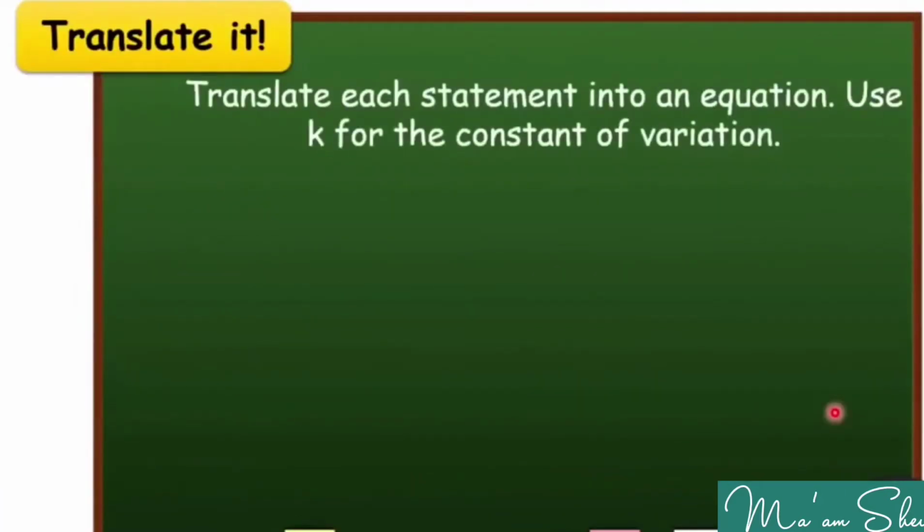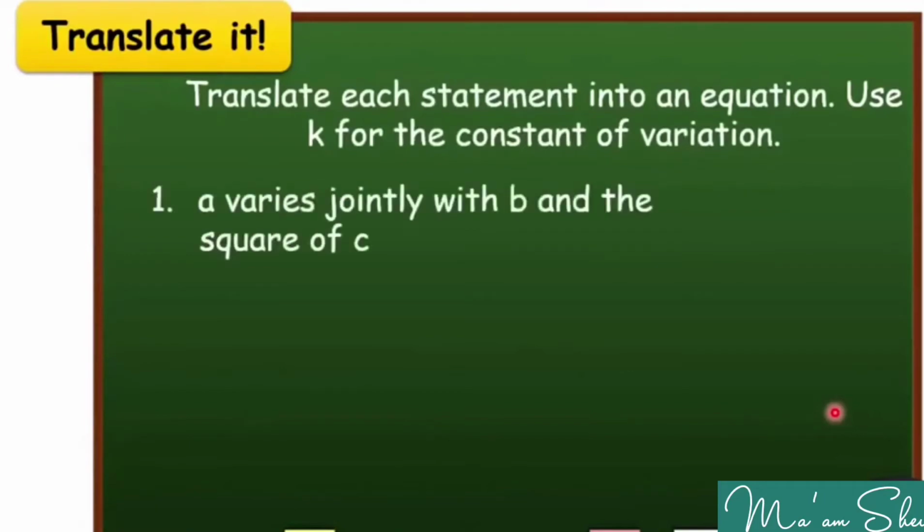Now let us translate each statement into an equation. Use K for the constant of the variation. 1. A varies jointly with B and the square of C. So, yung una nating variable na nabanggit, yun yung i-isolate natin sa left side of the equation. And then, yung mga sumunod na variables would be the variables that will be multiplied to our K or yung constant. So, that will be A is equal to K B C squared. Or, A is equal to the product of K, B, and square of C.